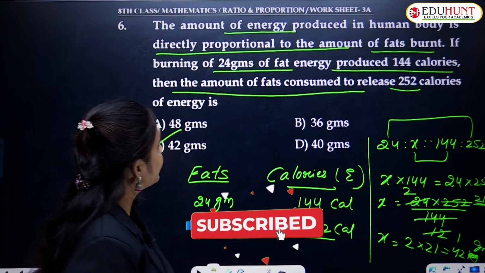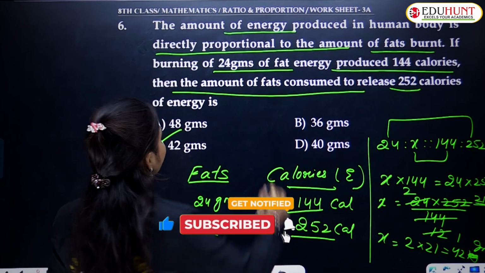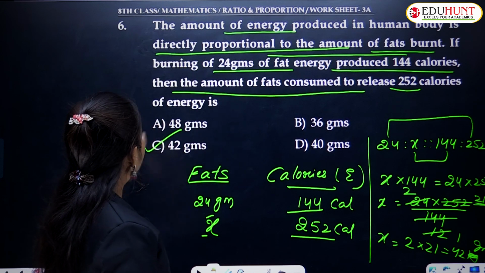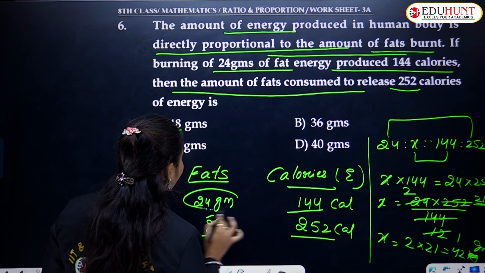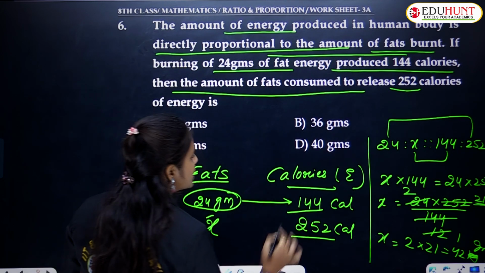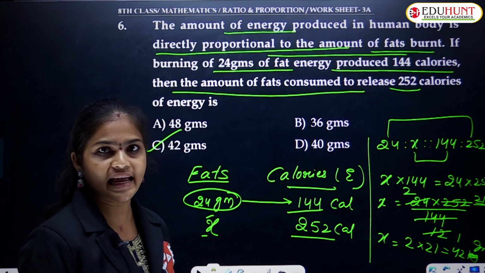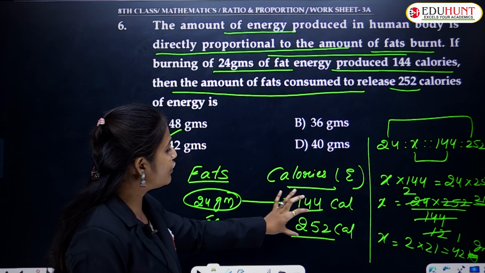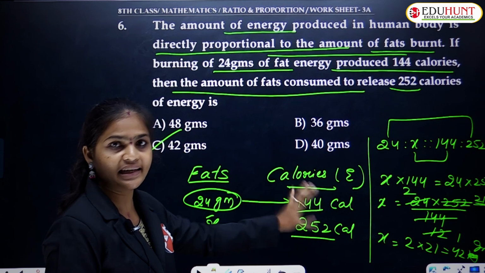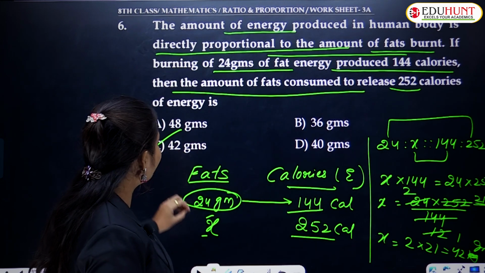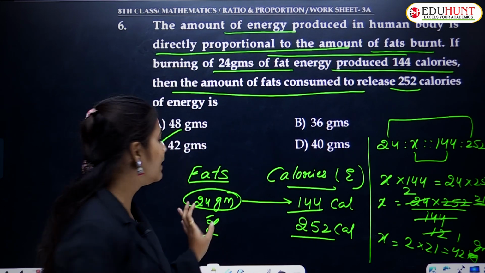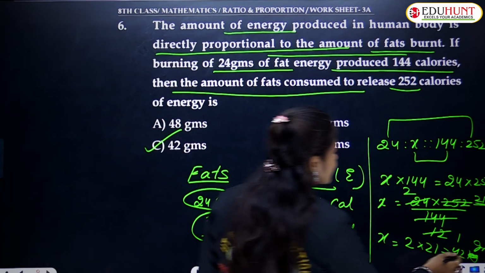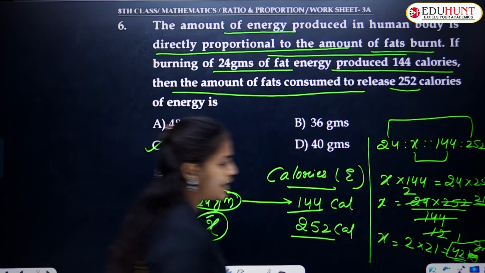Once again, the question here: the amount of energy produced in the human body is directly proportional to the amount of fats burnt. If burning 24 grams of fat gives 144 calories of energy, and it produces 252 calories of energy, then how many grams of fats should be burnt here? That is the question. So here we need to find x. That's why x is equal to 42 grams.